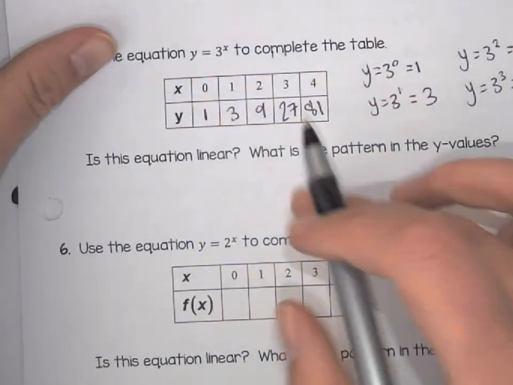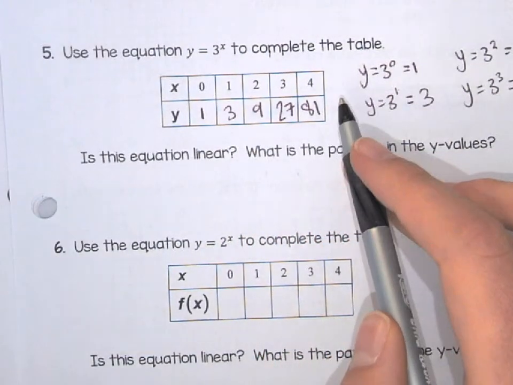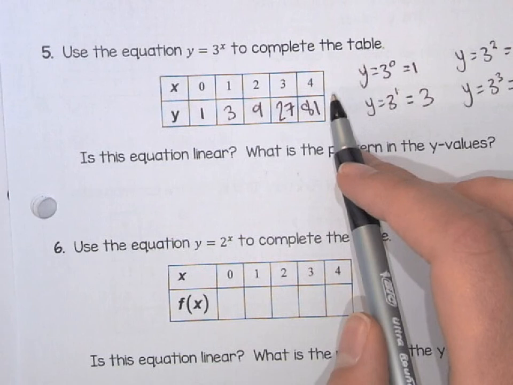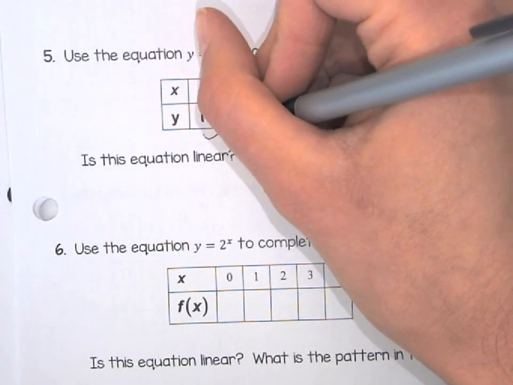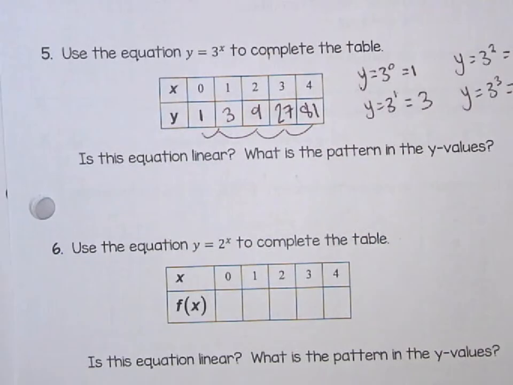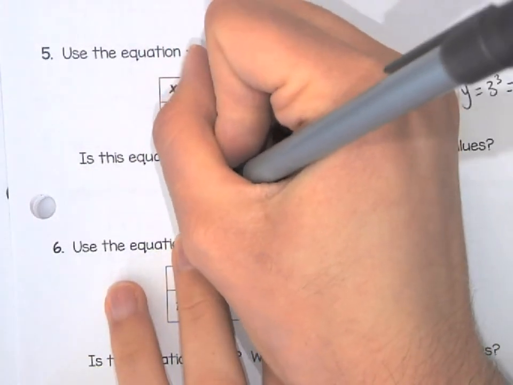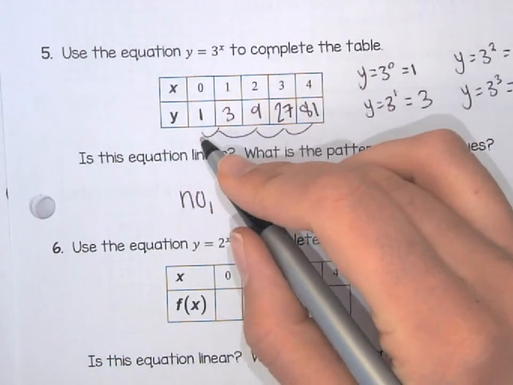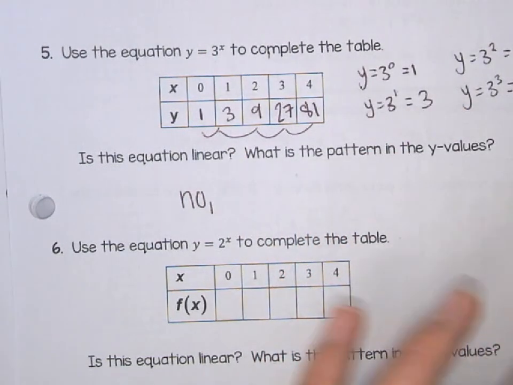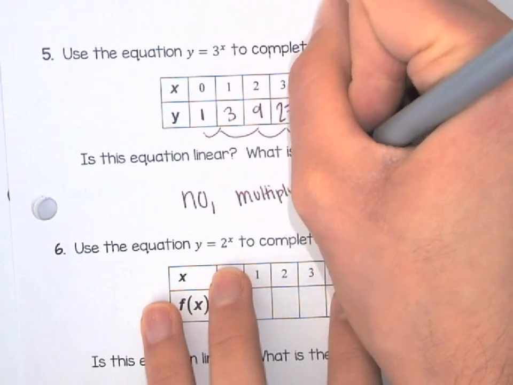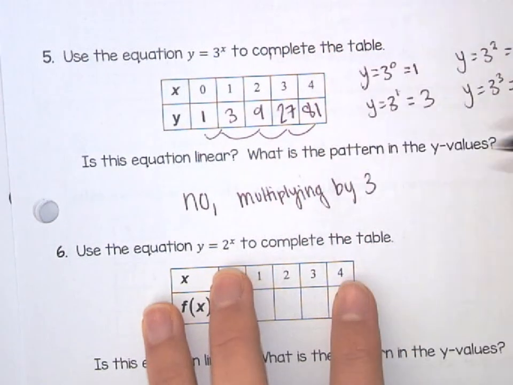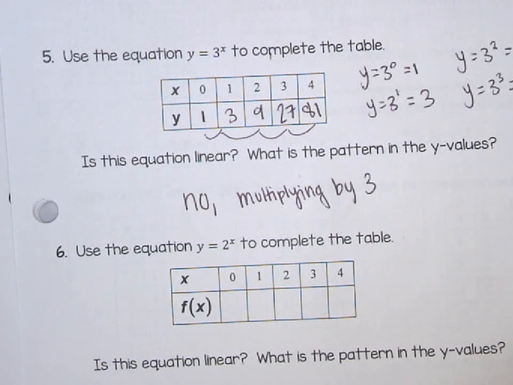Looking at this, they want to know if this equation is linear. Remember, if it's linear, it's going to have an addition pattern. We can see we're going from 1 to 3 to 9 to 27 to 81. So we're not adding a constant amount each time, so it won't be linear. But we do see that it has a pattern, and the pattern is multiplying by 3 each time. Okay, so you can say something to that effect.